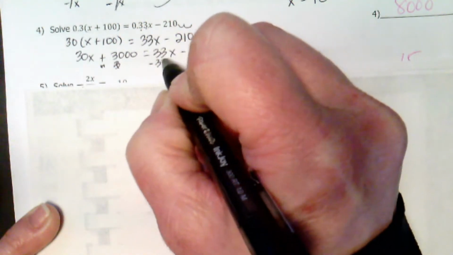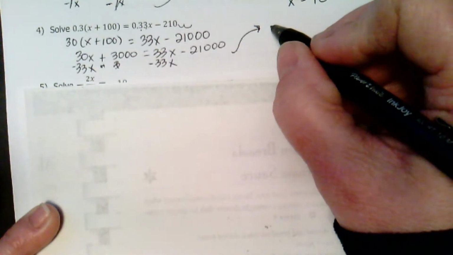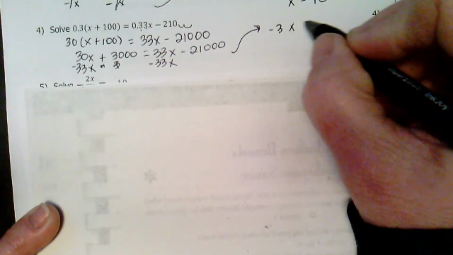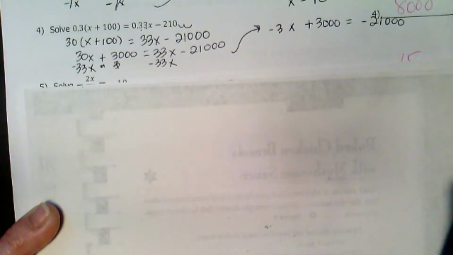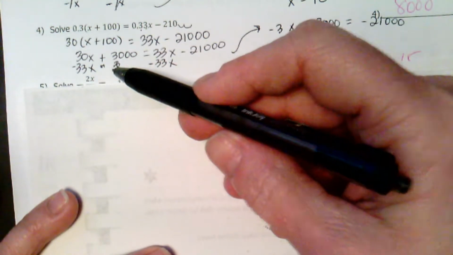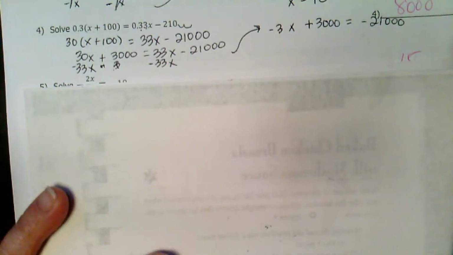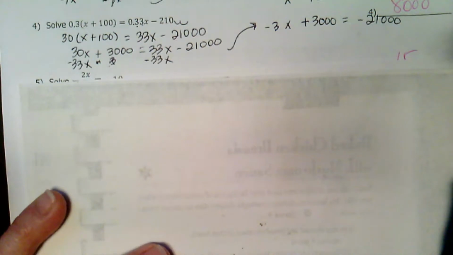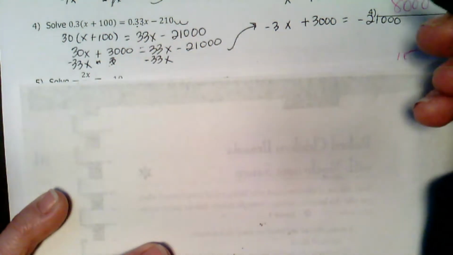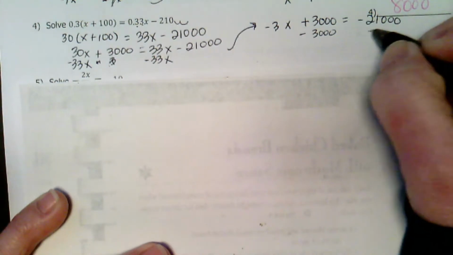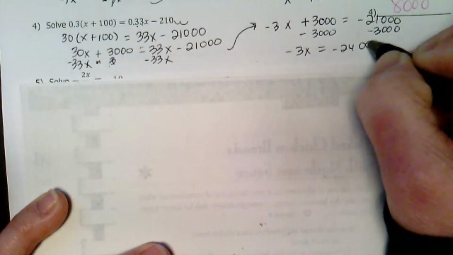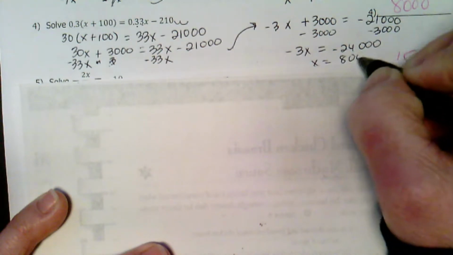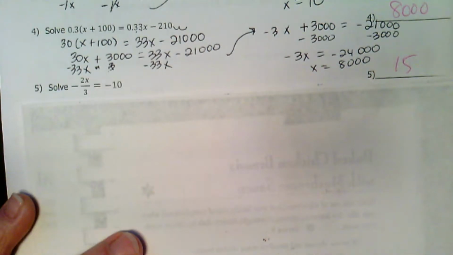Let's go ahead and subtract 33x first. So we have 30 minus 33, which is -3, plus 3,000, and left with 21,000 on that side. Now if you had subtracted 3,000 from both sides first, it wouldn't have been wrong. I just, like I said, I'm a creature of habit. I like to do my x's before I do my constants. And then divide both by -3.